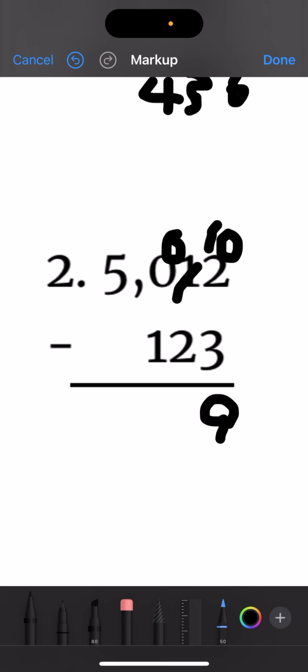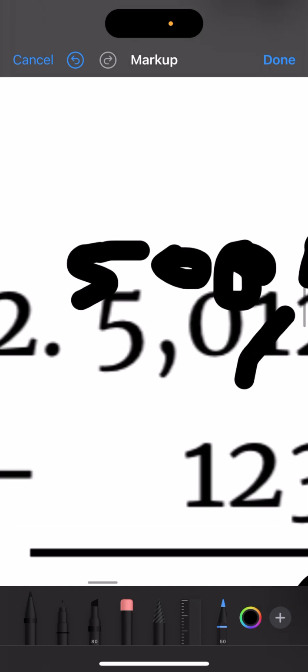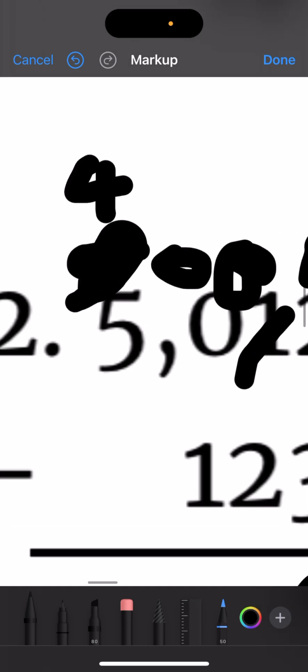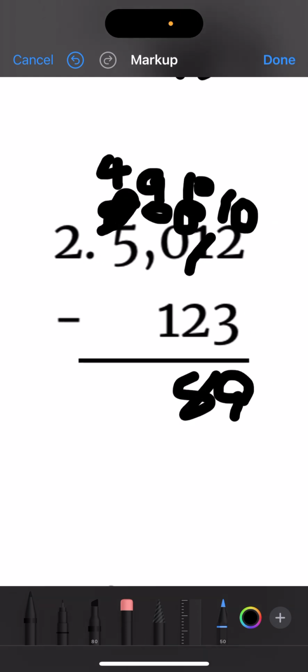Okay, this one, we have 0 here and 0 here. 0, 5. Because we can't do 0 minus 2, we're going to borrow from the 5, and this becomes 4. And this would become 9, and this would become 10. So 10 minus 2 is 8. 9 minus 1 is 8. 4.